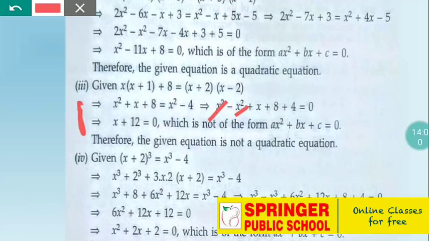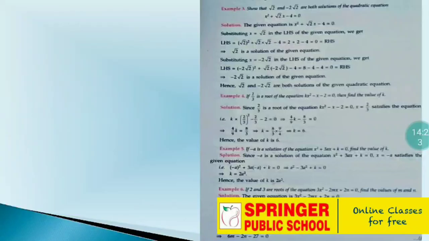Now this is not in the form ax square plus bx plus c, because you can see there is no term of x square. So it is not a quadratic equation. It's a linear equation. I hope you must have understood this. Now similarly, you can go for the fourth question also. I will not elaborate it, but if you have any problem in it, you can ask in the WhatsApp group and I will definitely answer it. Let us move on to the next slide.